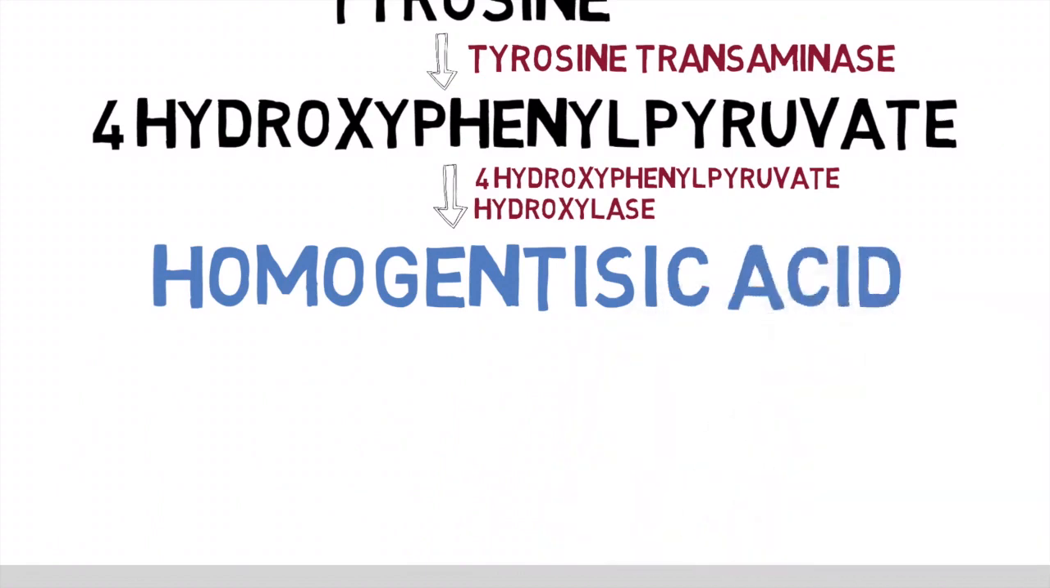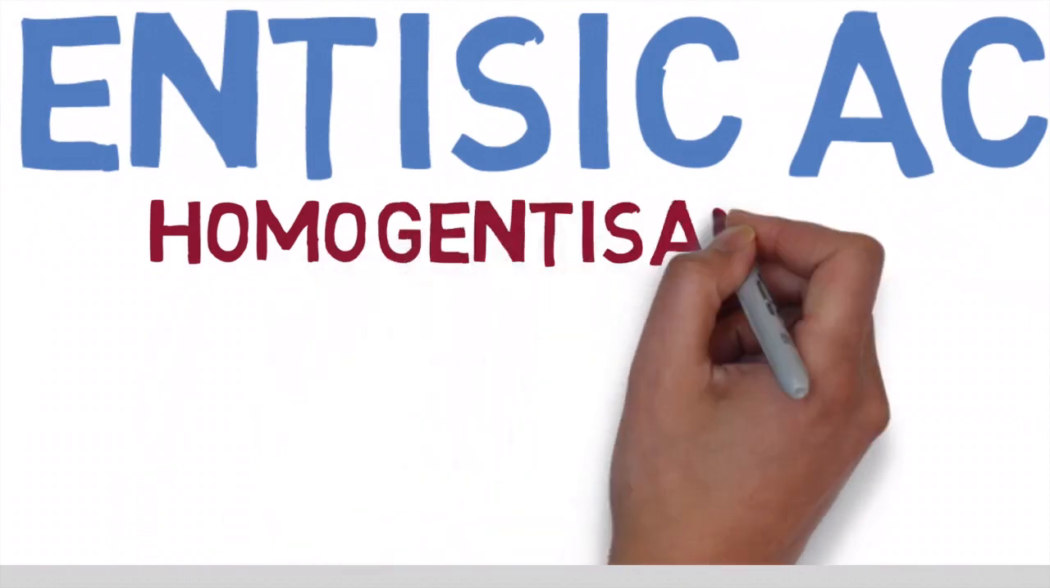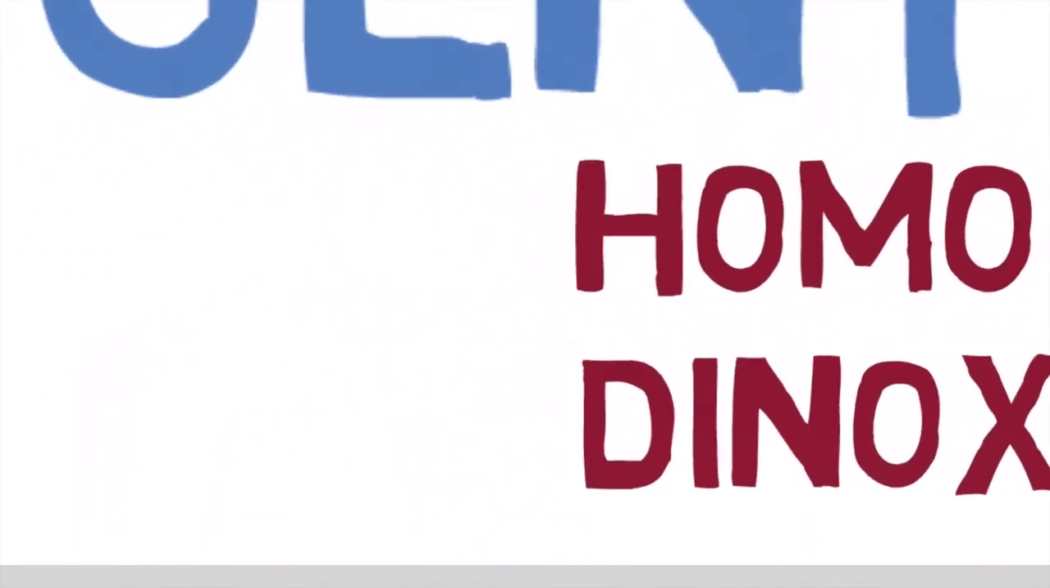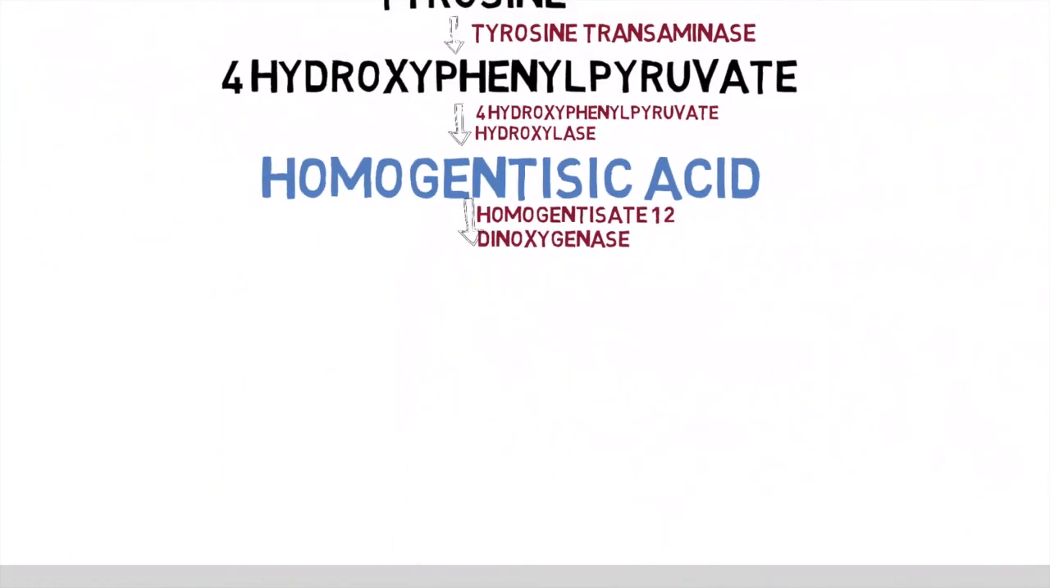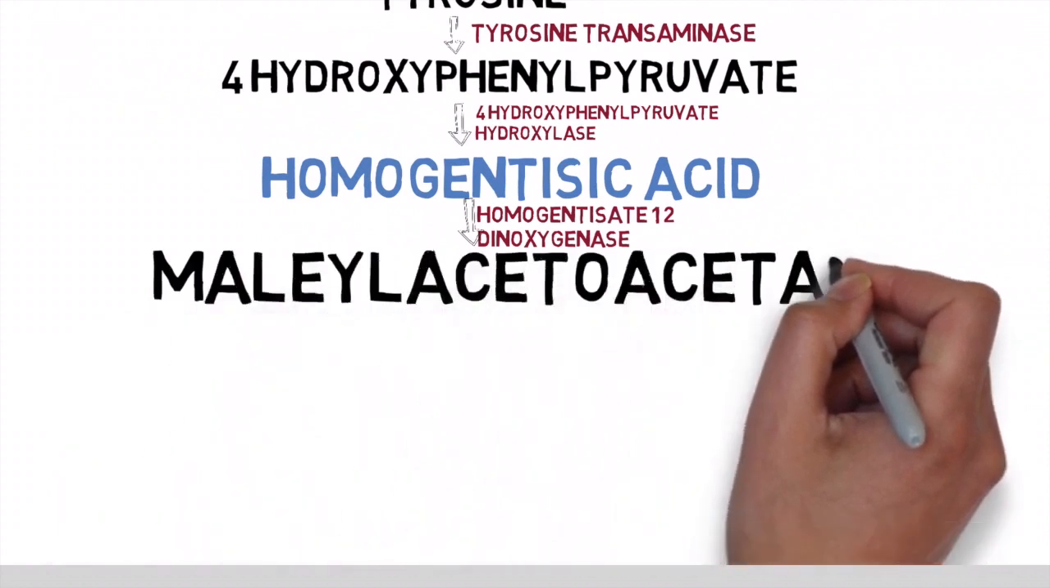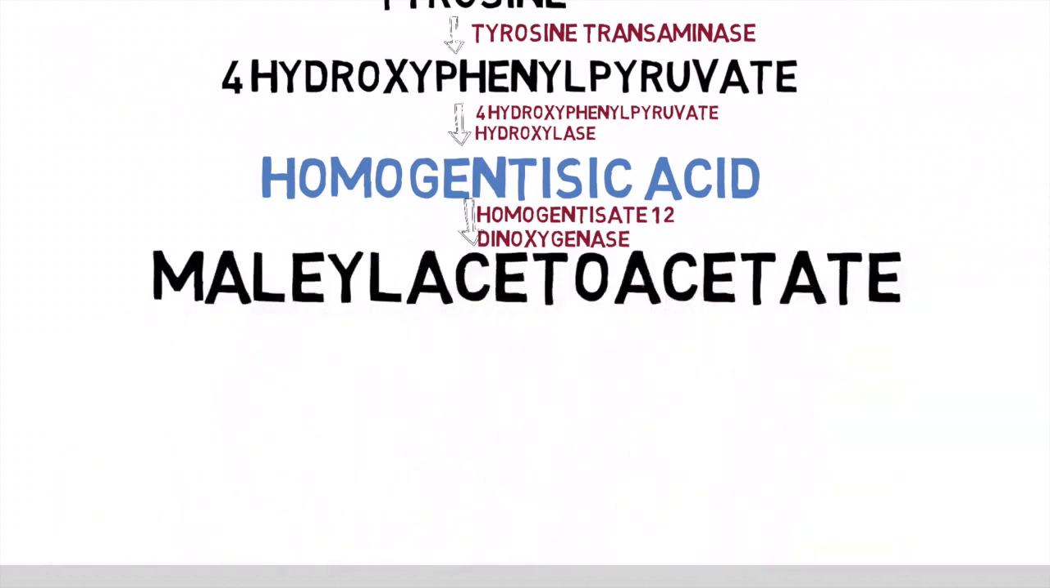Now the next step is what we are really interested in for understanding the pathogenesis of alkaptonuria. Homogentisic acid is converted by an enzyme called homogentisate 1,2-dioxygenase into maleylacetoacetate. This enzyme, homogentisate 1,2-dioxygenase, is defective in alkaptonuria, hence leading to the accumulation of homogentisic acid.